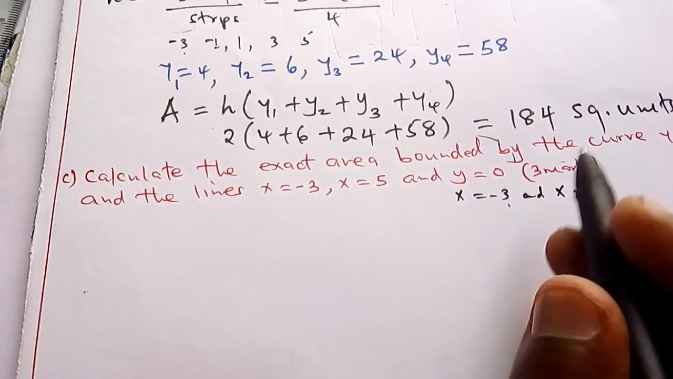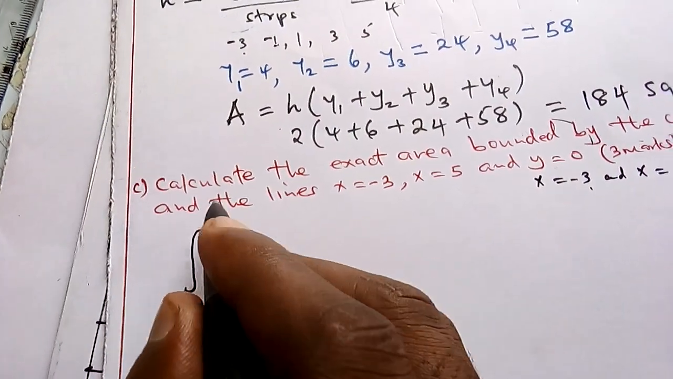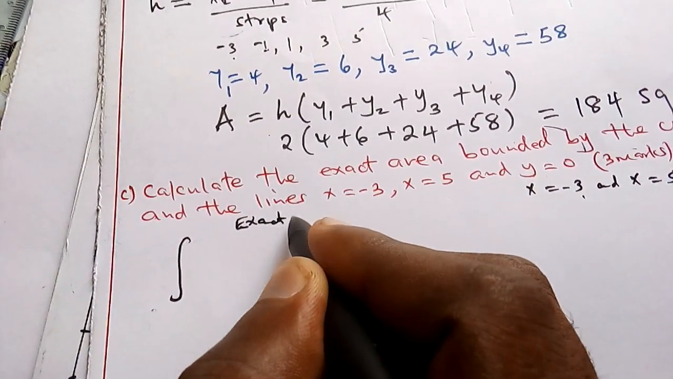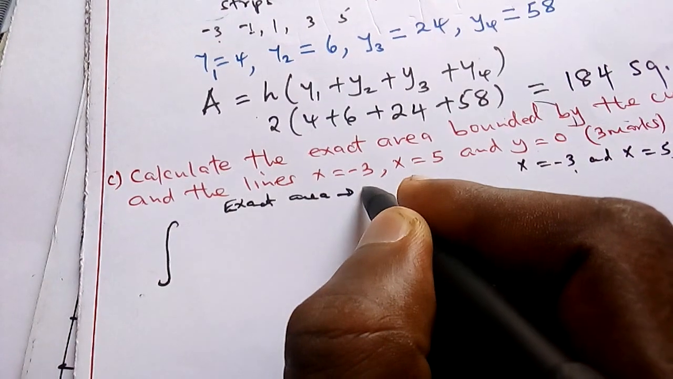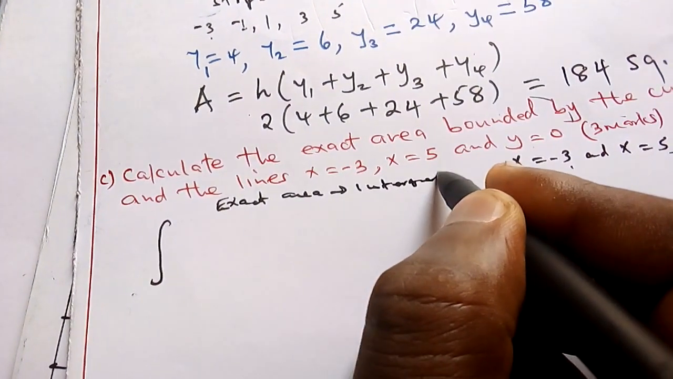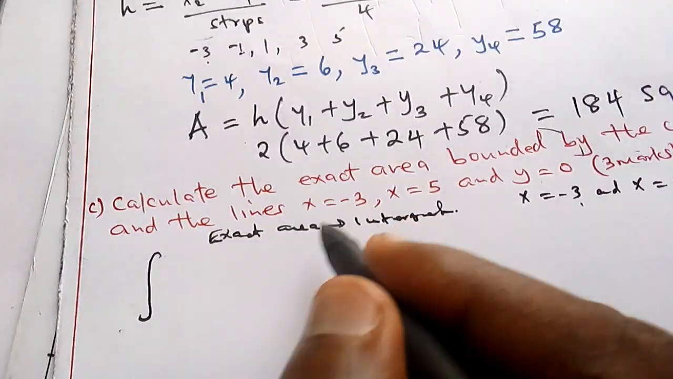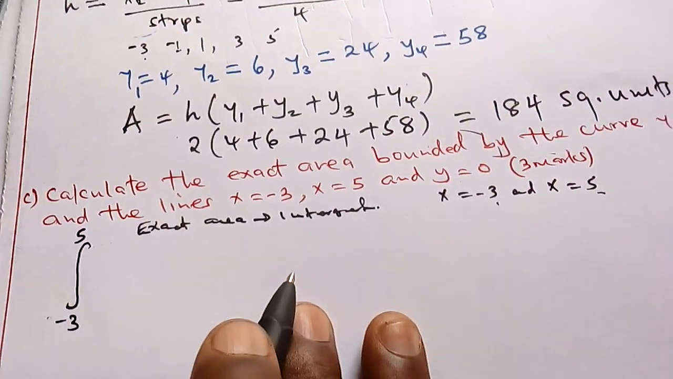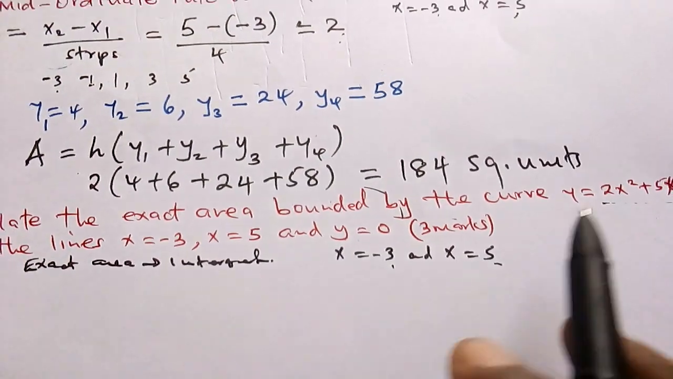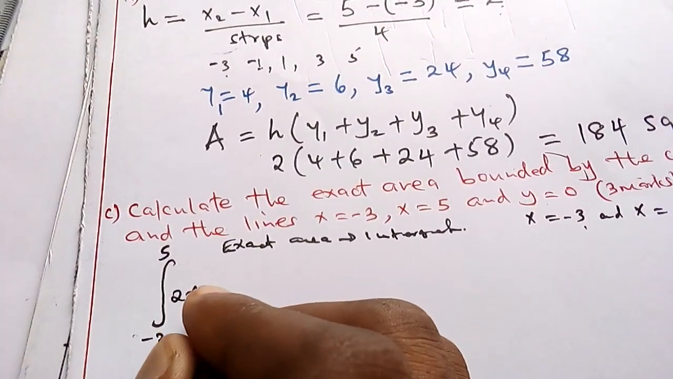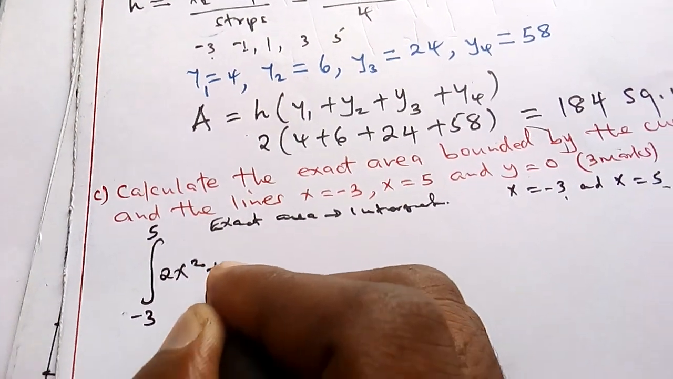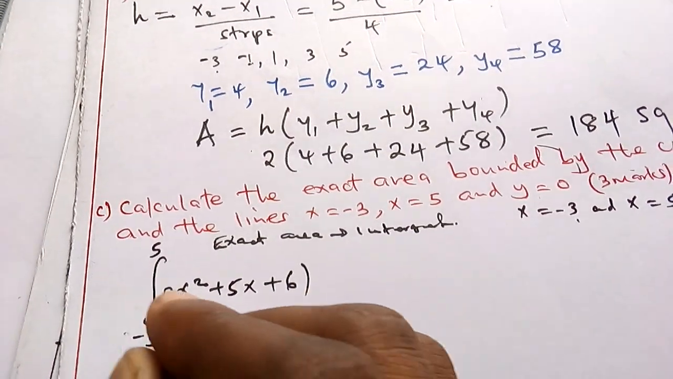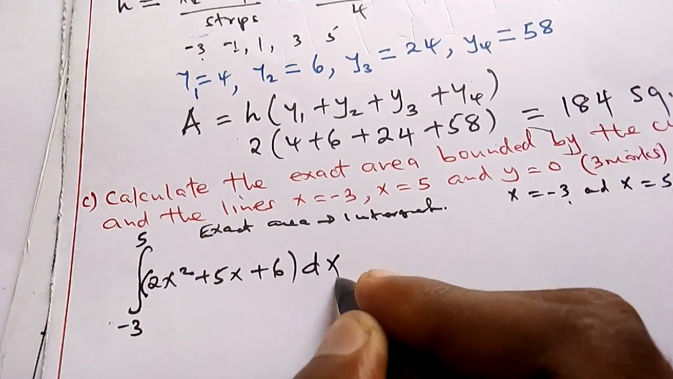So these are our integrals. So we are going to integrate. So exact area is integration. This one is area by integration. So we are going to integrate from negative 3 to 5. Then we are integrating this one, 2x squared plus 5x plus 6. Then we have dx.